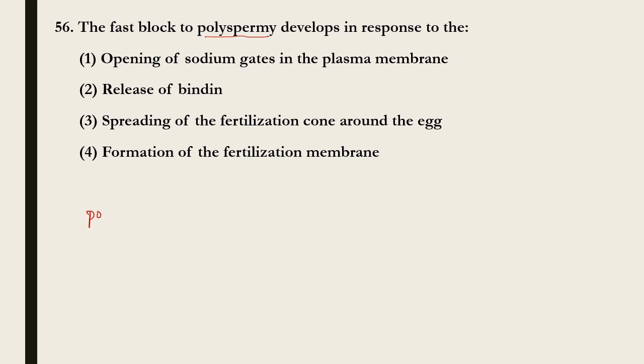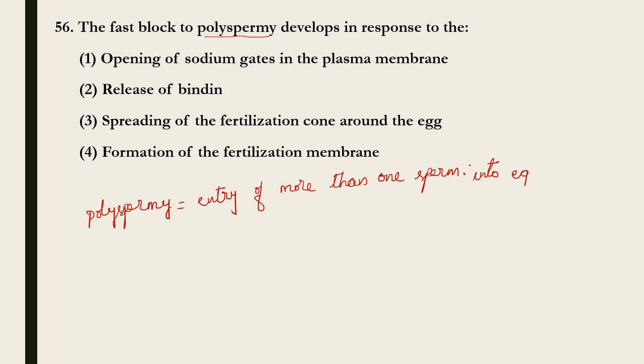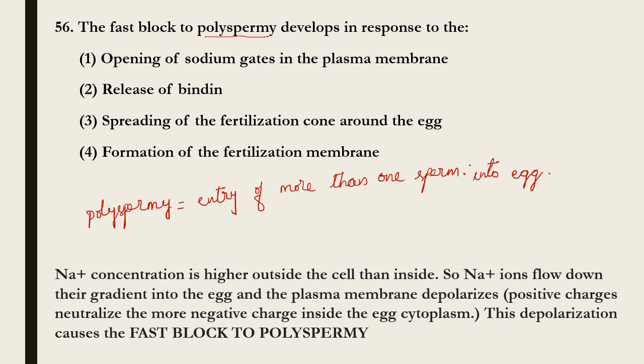Polyspermy, the entry of more than one sperm into the egg. So the first block to polyspermy develops due to the opening of sodium gates. That is the correct answer. Option 1 is the correct answer. Let's go for the explanation.